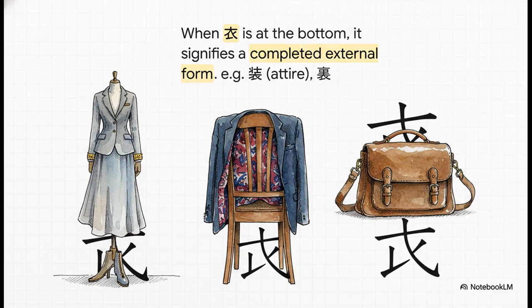Now, when I is at the bottom, it tends to represent a completed external form or something that contains another thing. Think of soul, which you see in the word for attire, fukusou. It's a completed look. Or ura, the reverse side of a piece of clothing. And fukuro, a bag, which, if you think about it, is just clothing for your stuff. It's always about the structure of the appearance.